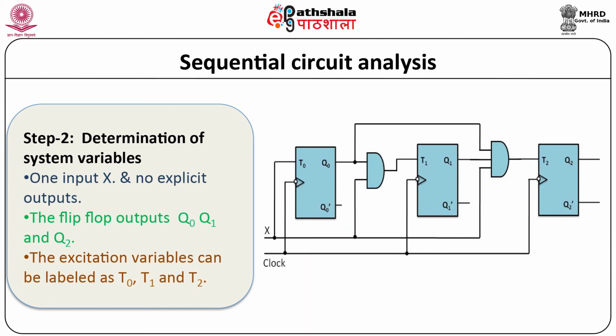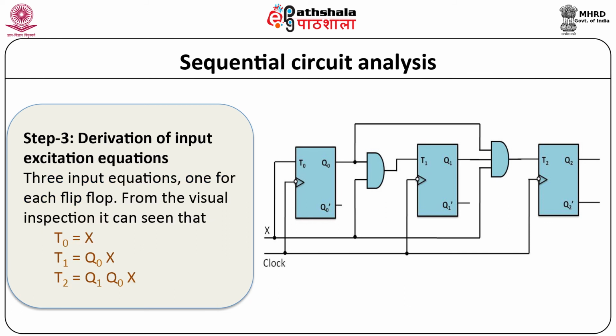Let us now look at step number 2 for knowing the system variables. There is one input x, there are no explicit outputs. In this case, the outputs are assumed to be the flip-flop outputs Q0, Q1 and Q2. These are also called state variables. There are 3 excitation inputs of the flip-flops. As the type of flip-flop is T flip-flop, the excitation variables can be labeled as T0, T1 and T2. This is an example of a Moore machine, where the outputs depend on only the present state.